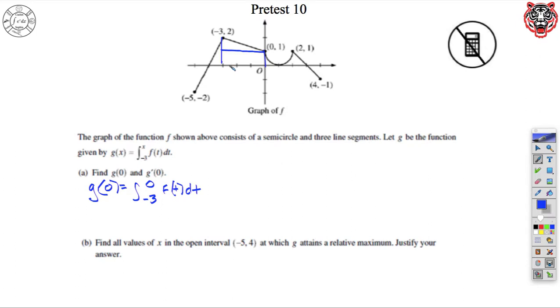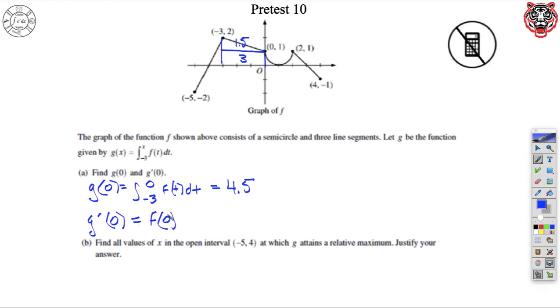area so that this rectangle is 3 by 1, area of 3. This triangle is a 3 by 1, half of that is 1.5. Adding those up gives us 4.5. Moving on to g prime of 0. So the derivative of g gives you just f of t because the derivative and the integral cancel each other out, and you are left with f of 0.